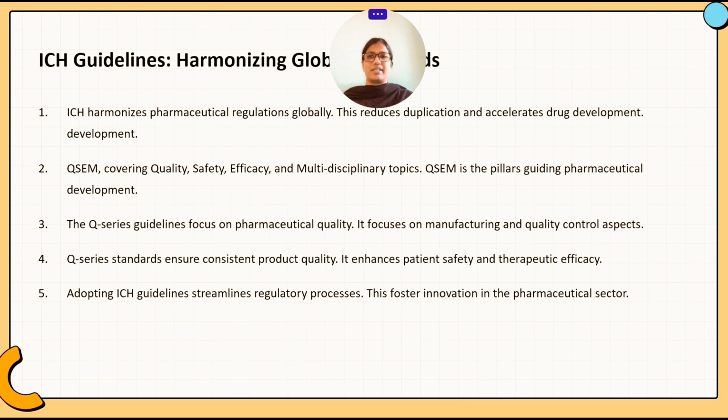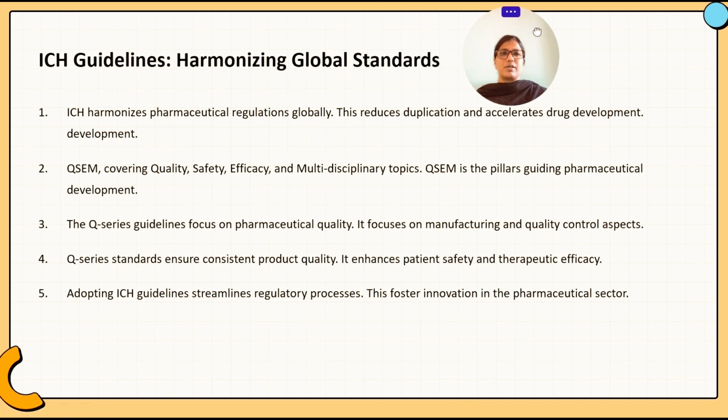Whereas the ICH guidelines are harmonizing global standards and goals. So this is maintained globally. This helps us to reduce duplication, and it improves drug development. That means multiple types of the same drugs are not manufactured. That is the meaning of duplication.